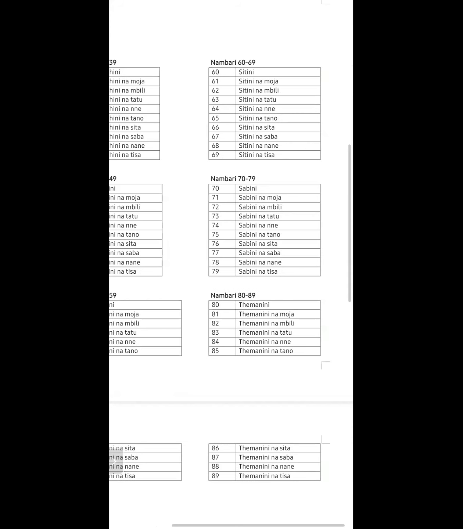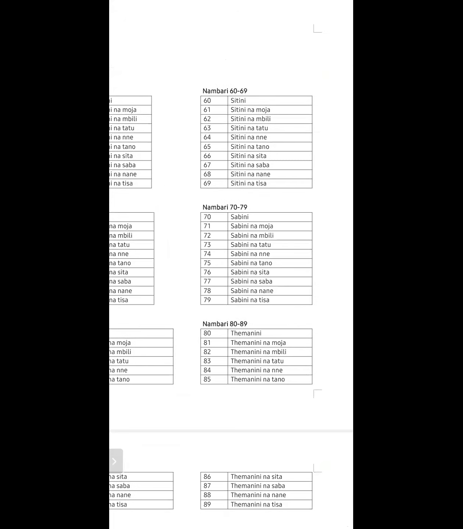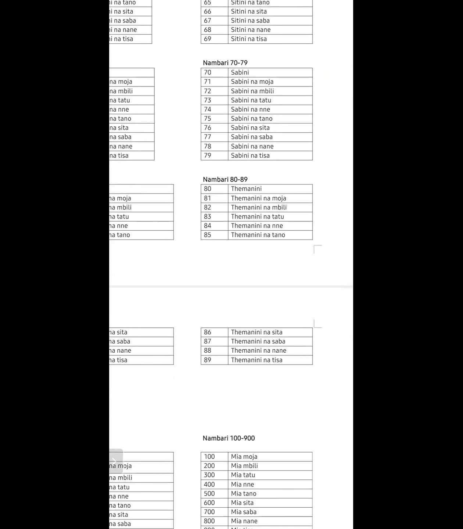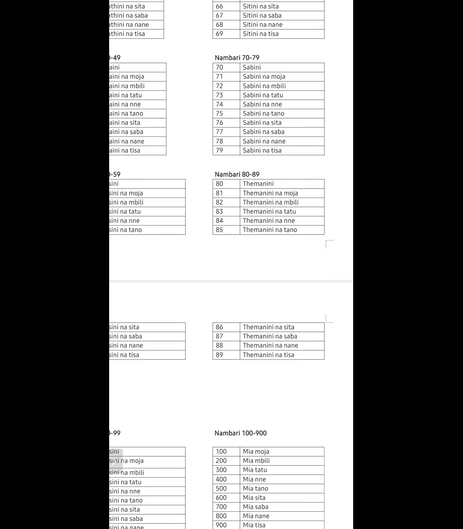A volunteer to read. Sitini, sitini na moja, sitini na mbili, sitini na tatu, sitini na nne, sitini na tano, sitini na sita, sitini na saba, sitini na nane, sitini na tisa. Yes, 70. Sabini. Sabini na mbili, sabini na tatu, sabini na nne.